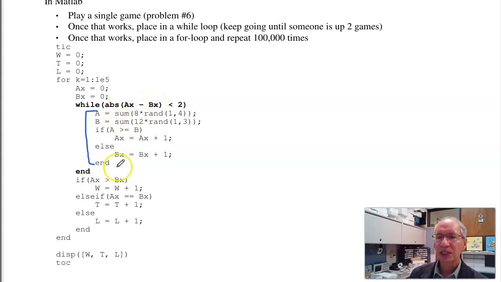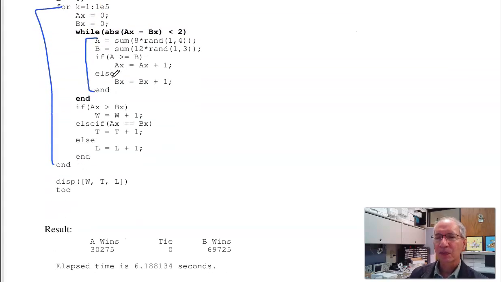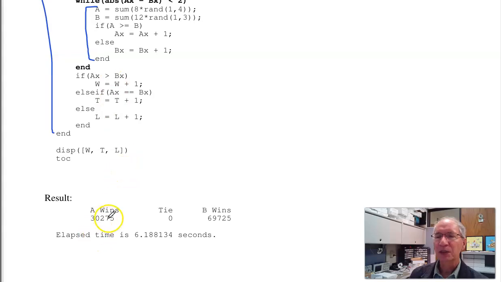If after the match I am up 2 games, A won the match. Otherwise, I lost the match, and you're never going to have a tie. Once I get that to work for a single match, put that in a for loop and repeat 100,000 times. So here A won 30% of the time, so win by 2 match, loses 69%.